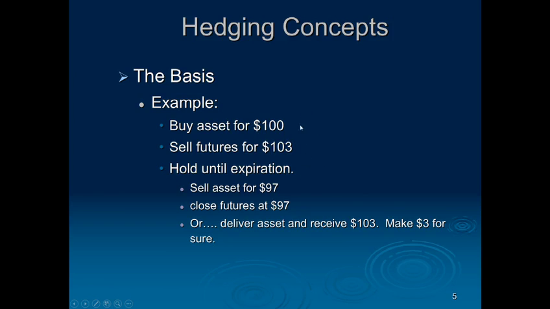Why is that? Because I know one thing. At expiration, the spot price must equal the futures price. If the spot is at $97, the futures price must also be at $97. If the spot is at $207, then also the futures must be at $207. So, can someone tell me why must the spot and the futures be identically priced at the time of termination of the contract?